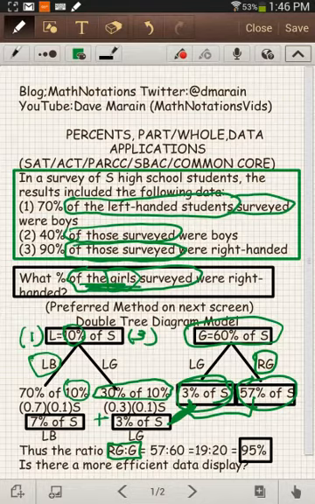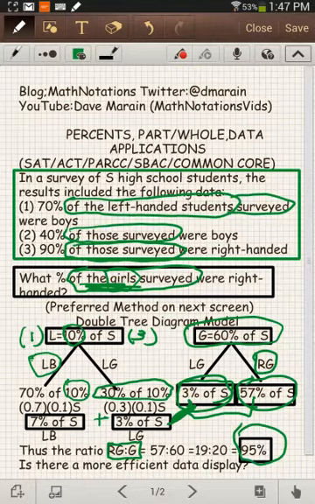Students have to be comfortable with the variety of ways these questions might be asked. Forming the ratio right-handed girls to girls, we have 57% to 60%. The percents drop out since they're each divided by 100. So we're left with 57 divided by 60, which reduces to 19/20, or 95%, and there's our answer.